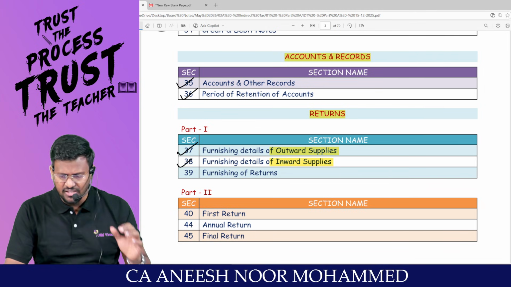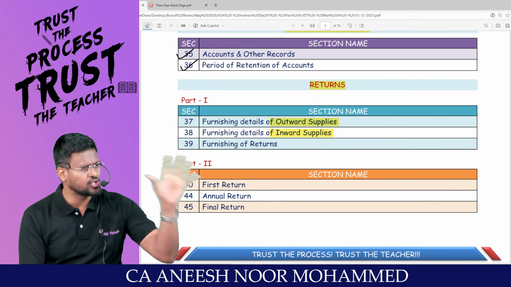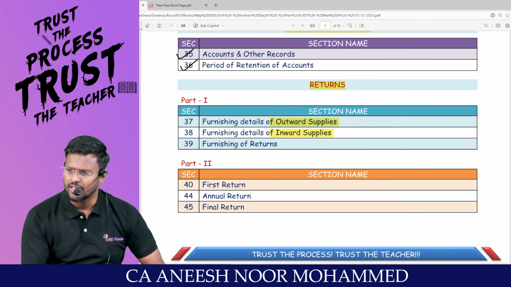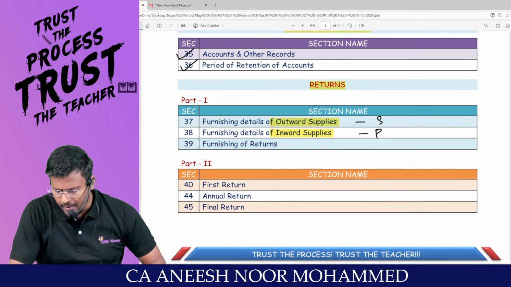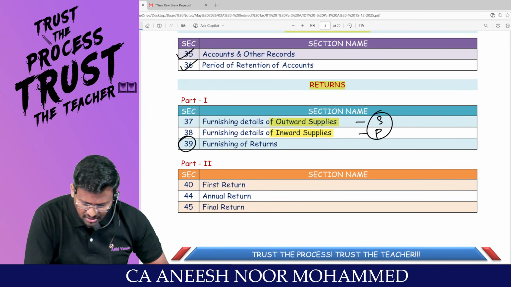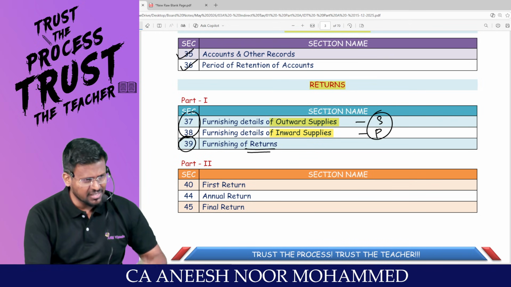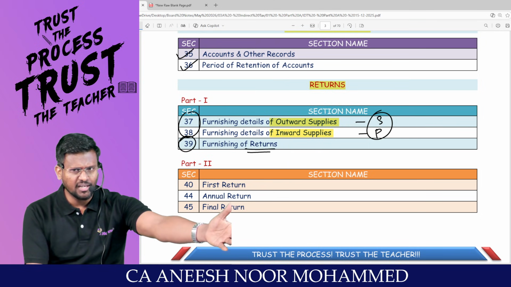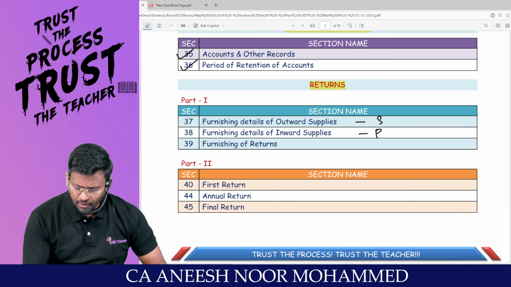That means as per section 37, all the outward supply details should be furnished. As per section 38, all the inward supply details should be furnished. Sir, inward supply means purchases. Outward supply means sales. Sir, purchase and sales is what business is all about. That's what section 39 is, furnishing of return. 39 means 37 plus 38. 37 is outward supply. 38 is inward supply. 37 and 38 together make 39, furnishing of the return.